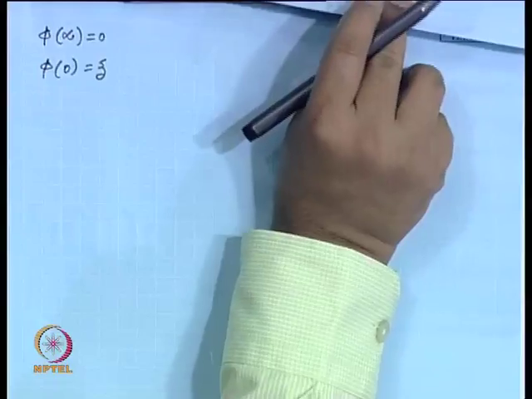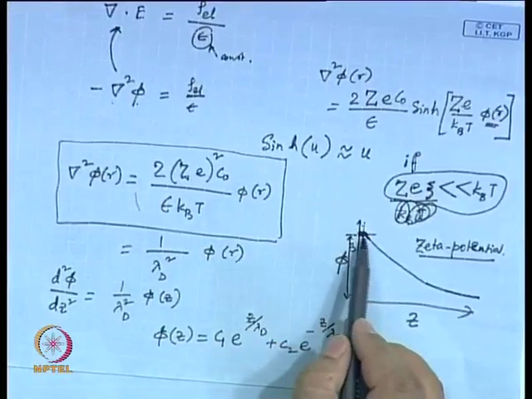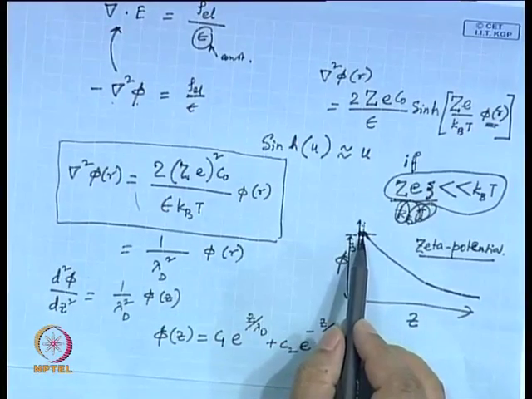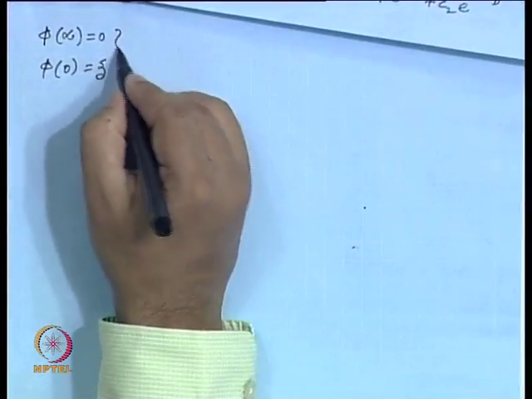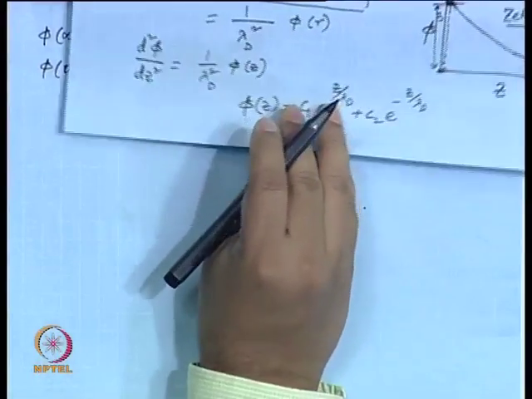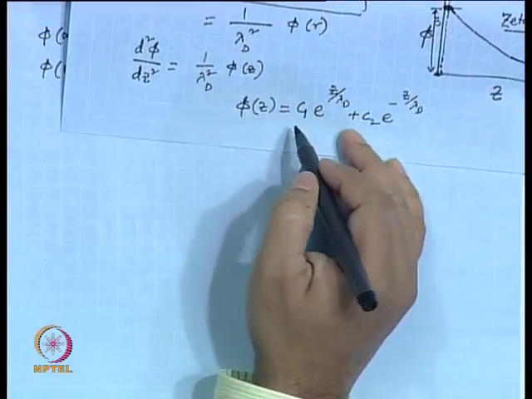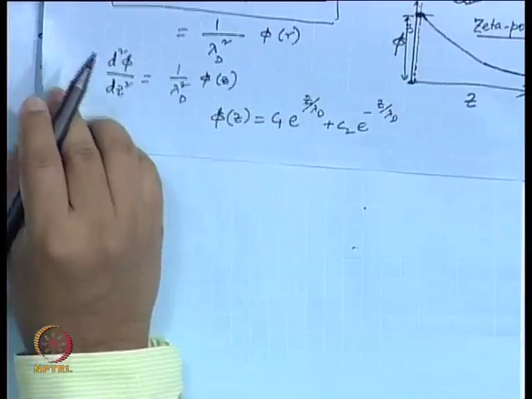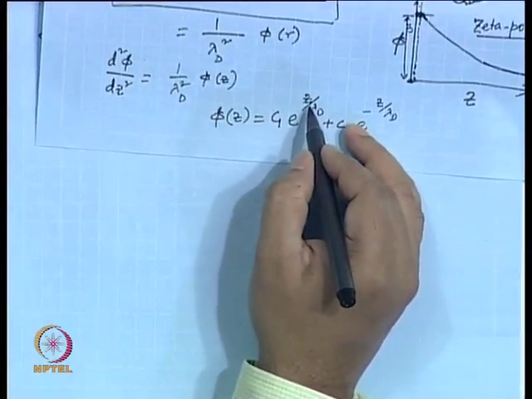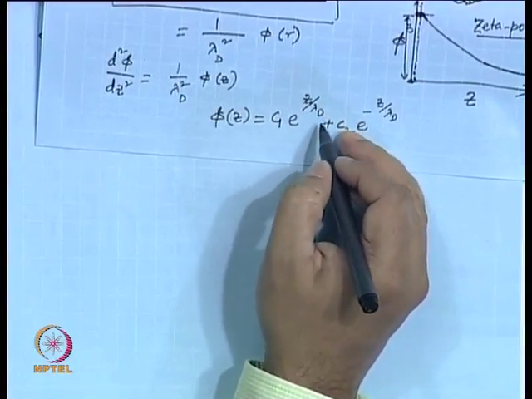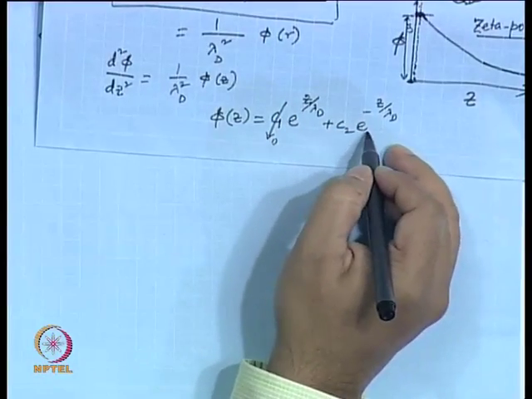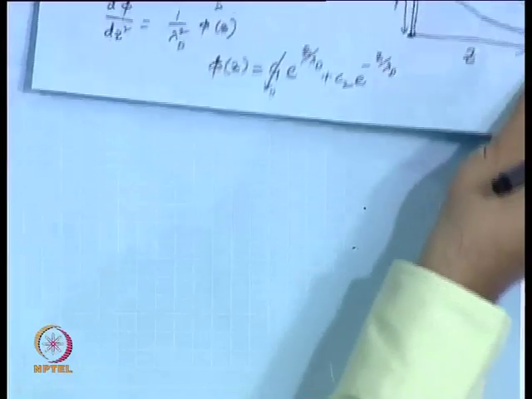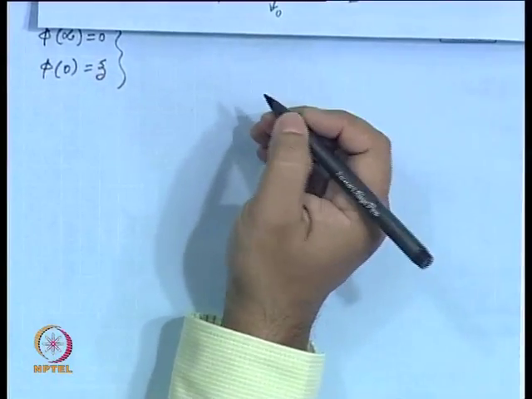That is already what we referred to as the zeta potential, the potential existing at the wall. So, with these two boundary conditions, if you solve this equation, the moment I say that phi at infinity is equal to 0, this term will blow up at infinity, and you cannot allow that. So, C 1 has to be equal to 0, and C 2 would be equal to simply zeta.